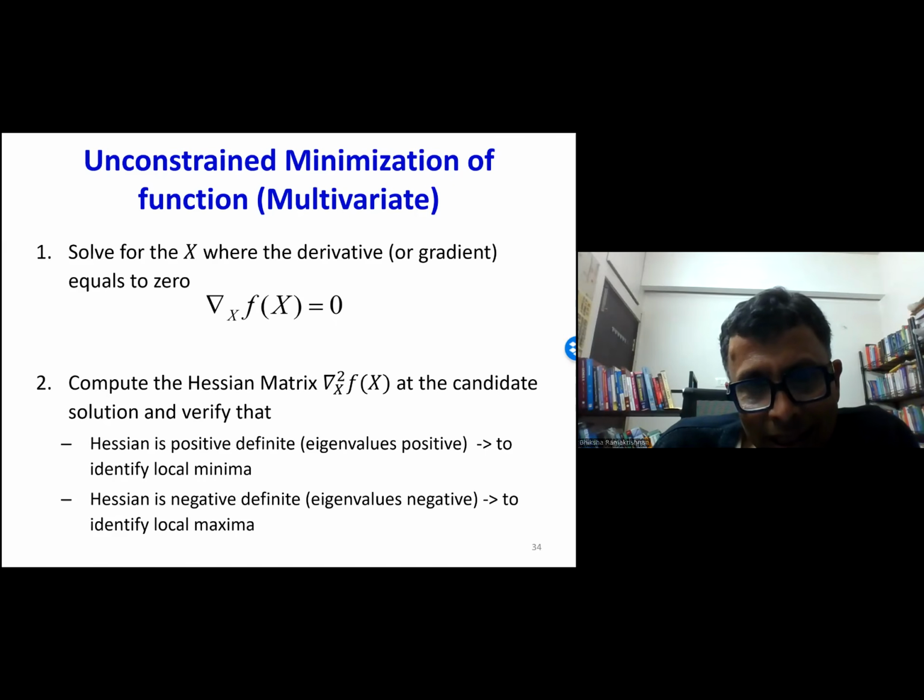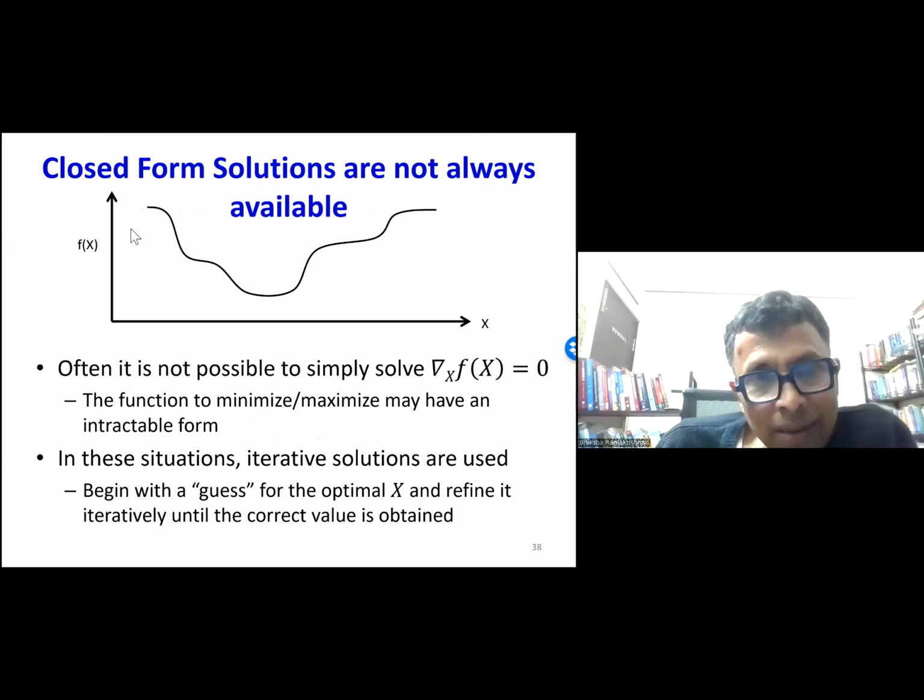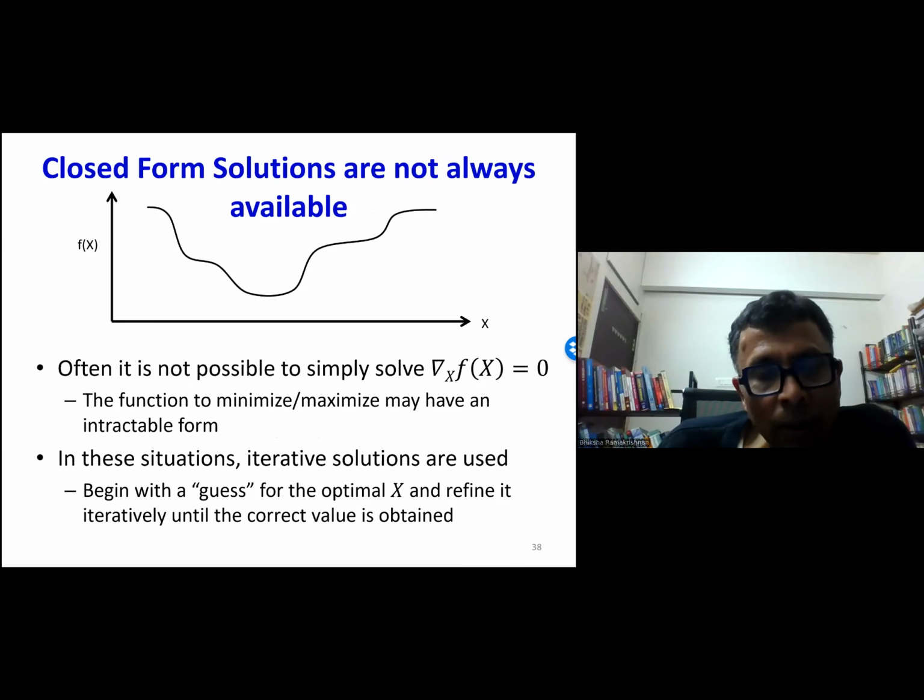The problem is, solving things in this manner is only possible for some very simple functions. There's an example on the slides. But in the more generic case, very often it's not even possible to write out the formula for the derivative, let alone try to solve for the value of x where the derivative is 0. So the function to minimize may have an intractable form, or the derivative may be intractable. In these cases, you can't just equate the derivatives to 0 and solve for x.